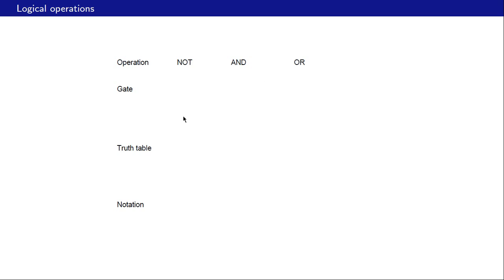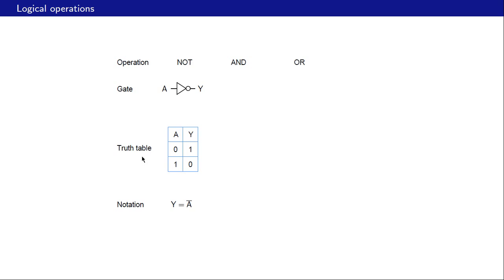Let us look at the not operation first. Here is the gate representation. That is how the not gate is represented. A is the input to the gate, which is a logical or digital variable, and Y is the output, also a logical variable. Here is the truth table for this gate, and what is the meaning of this term?